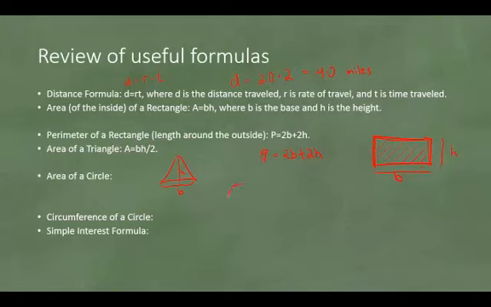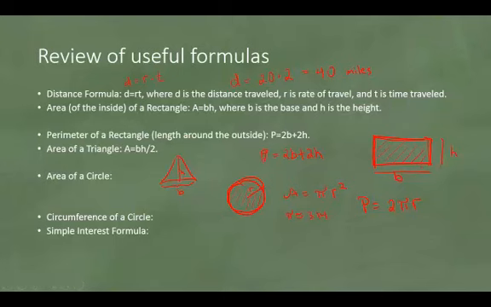The area of a circle, given that we know the radius of the circle, is pi, the number pi, which is approximately equal to 3.14, times the radius squared. And again, that gives us the area inside the circle. The circumference of a circle, in other words, the perimeter of the circle, or all the way around the circle, is given by 2 times pi times the radius r.